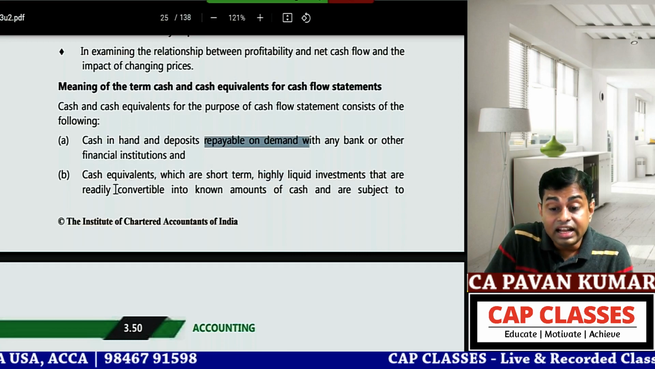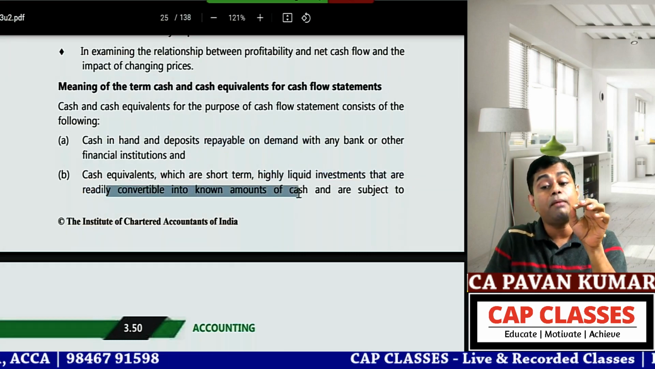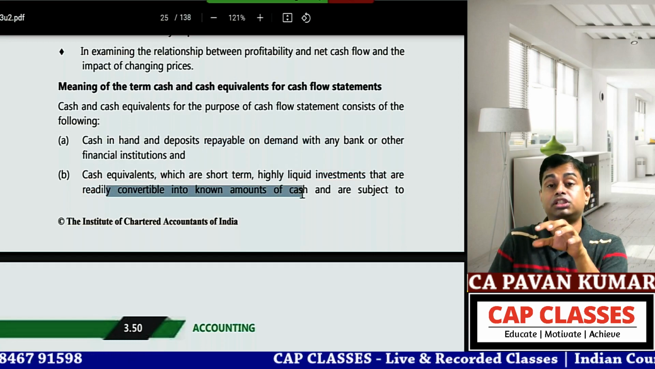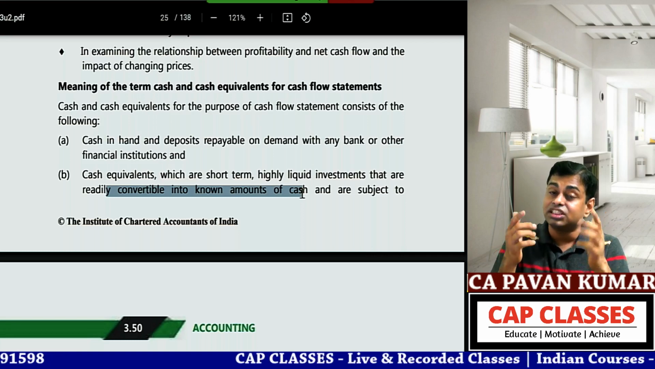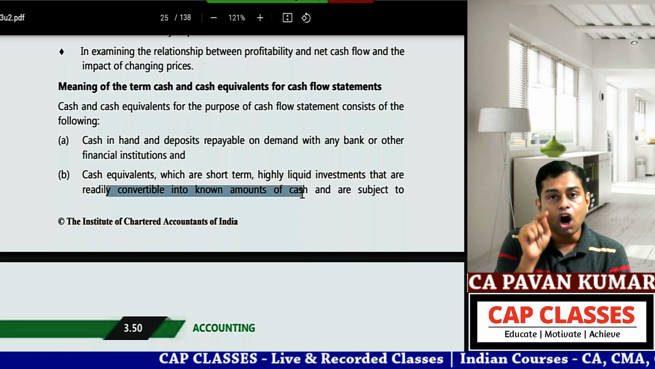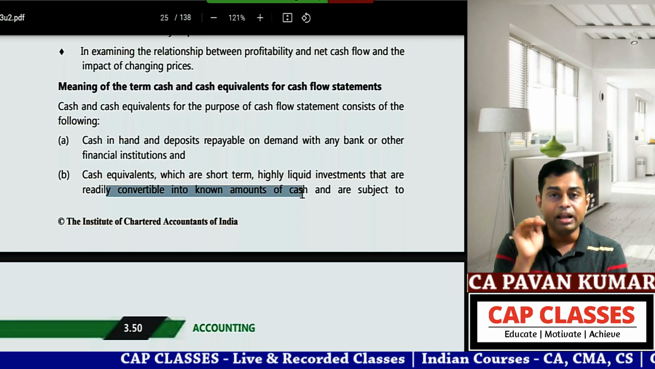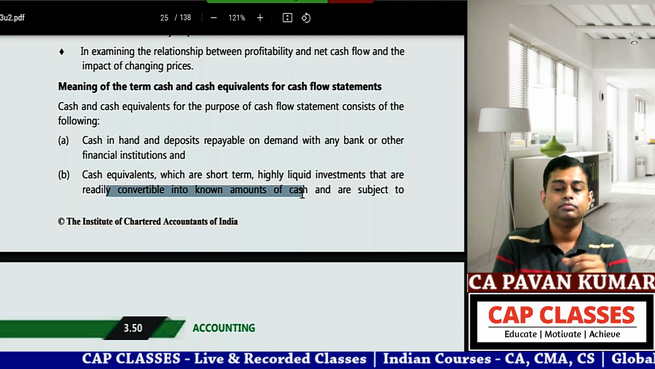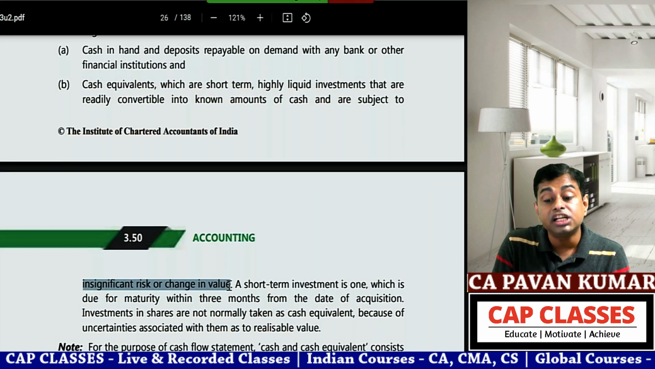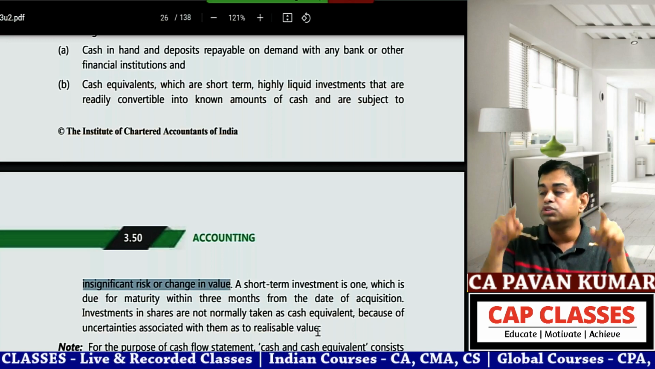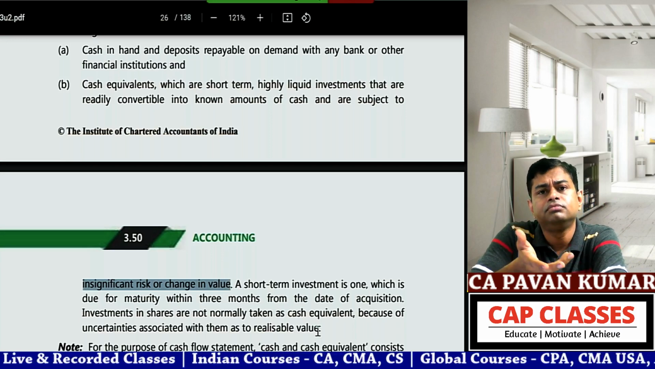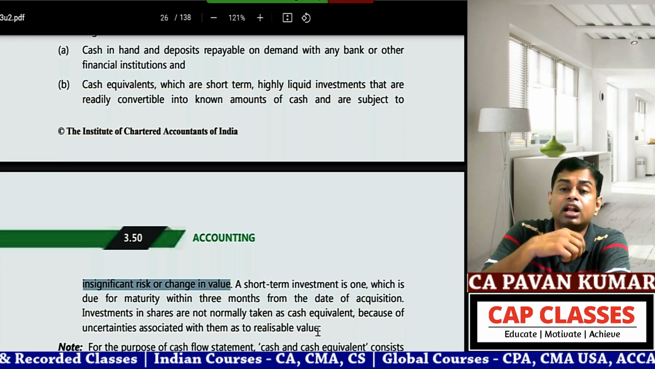That are readily convertible into known amount of cash. If you purchase equity share, you do not know on conversion how much of amount will come. Every second price changes. But if you have fixed deposit, today if you break fixed deposit, how much will come? You know. If you redeem debenture today, how much it comes? You know. And are subject to insignificant risk or change in value. Huge ups and downs in value is not expected. Because debentures, fixed deposits, there is no ups and downs in value. Okay.